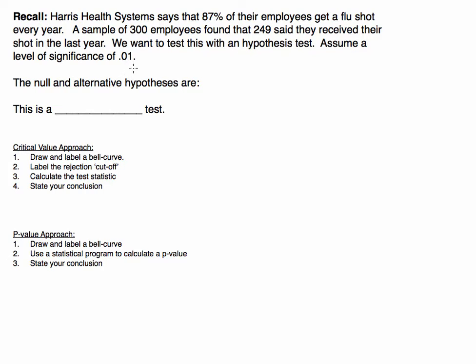In this particular case, remember the claim here: they are claiming that the proportion of employees that get their flu shot is equal to 0.87. So the claim is that the proportion is equal to 0.87. Remember when we're writing our null and alternative hypotheses, the null will always have equal to, and the alternative hypothesis will have something that's mutually exclusive from that null hypothesis. Since the proportion in question here is 0.87, that's the value that's going to be a part of both our null and alternative.